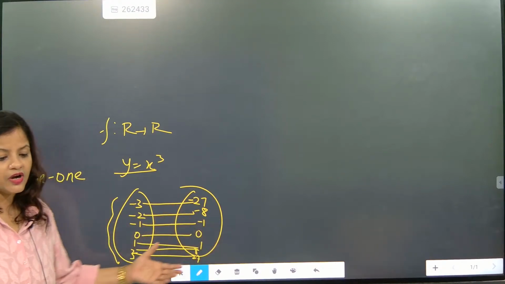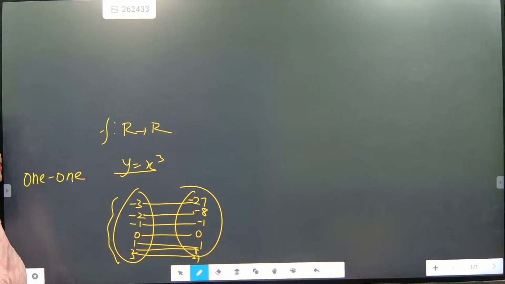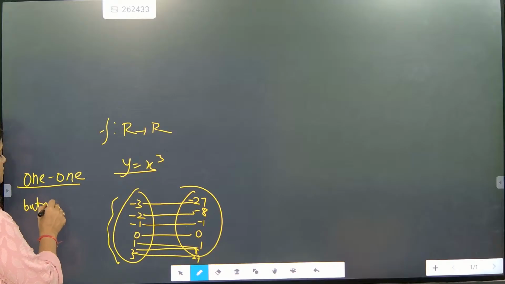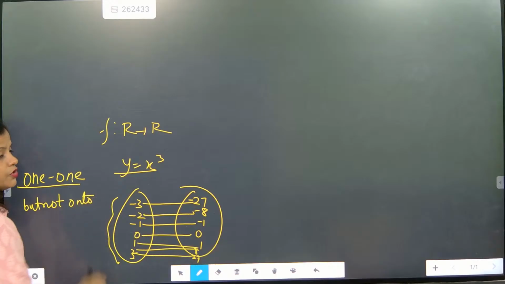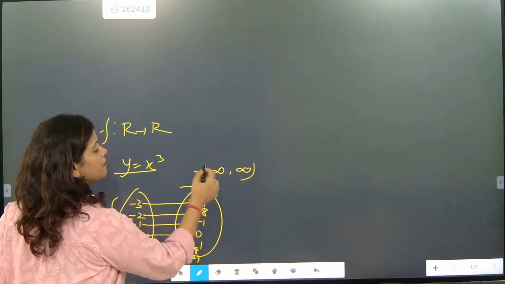So here Shivaranjani, what happened? What doubt are you having? So the 2, 3 part is not coming. So what type of function is it? It is 1-1, but not onto. Understood? And its range will be between -infinity to +infinity.